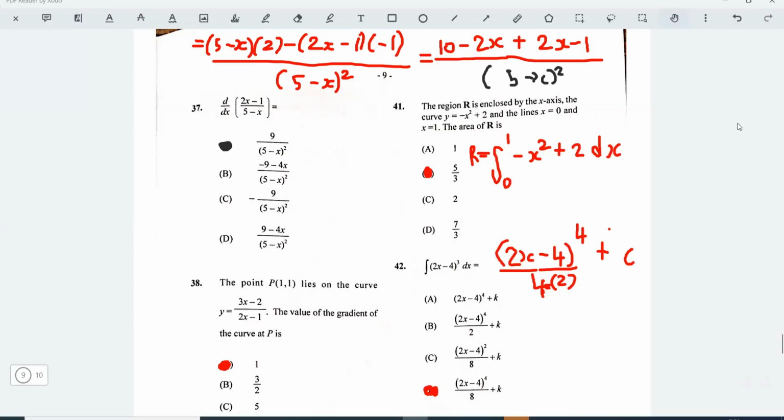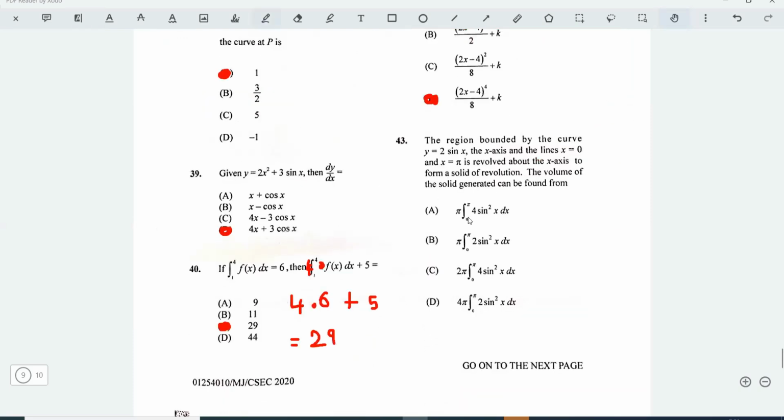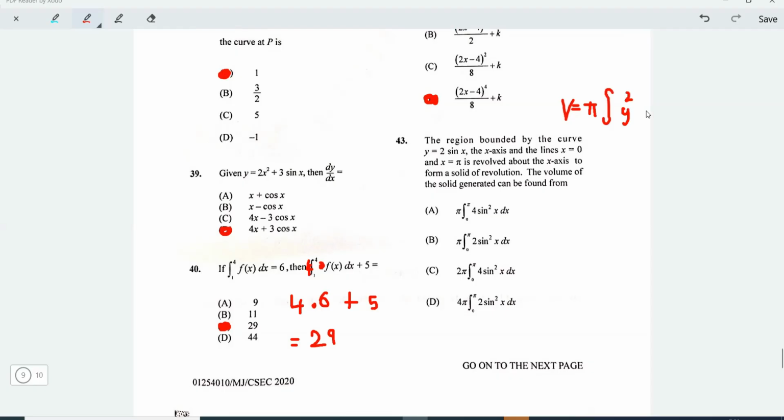All right. Question 43 says to find the volume. Always remember the formula for volume is equal to pi times the integral of y squared dx. That's how you find volume. So more than likely they're going to give you y and you have to square it.